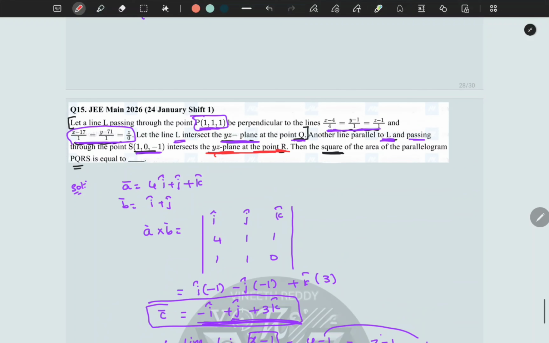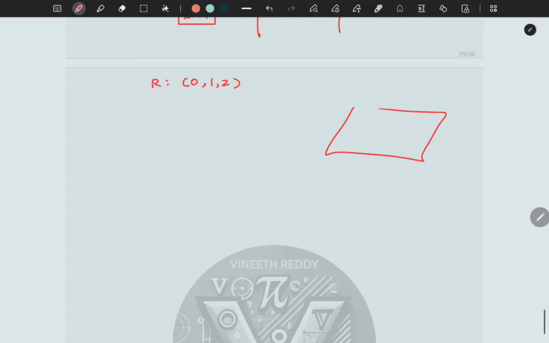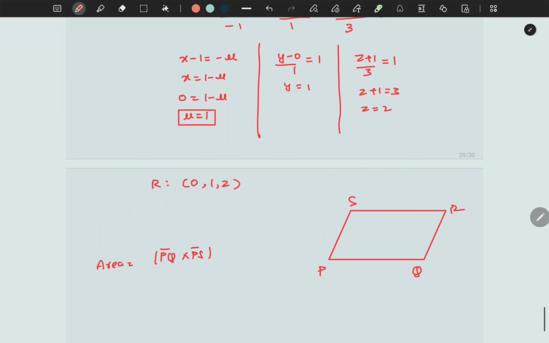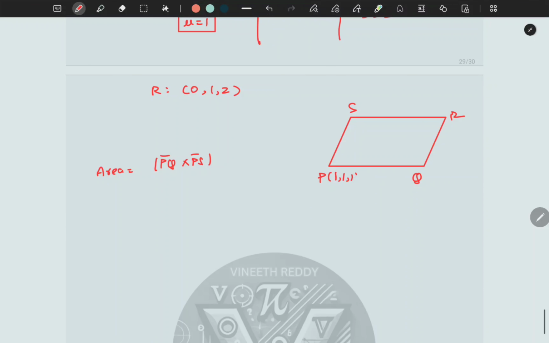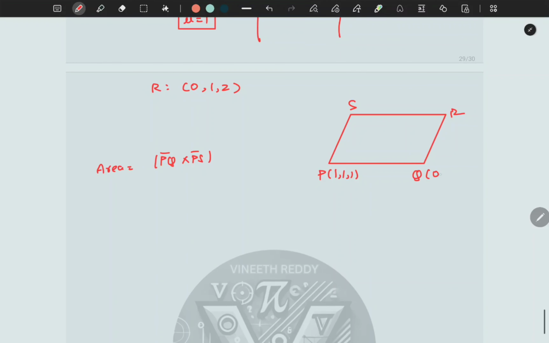Now what is he asking, dear students? The square of the area of the parallelogram PQRS, right? Something like this. Now let us say this is PQRS. So what is the area, dear students? It will be mod of PQ cross PS. I think we have the coordinates of point P, that is 1, 1, 1. Let us write it. And we found the coordinates of Q, that is 0, 2, 4.